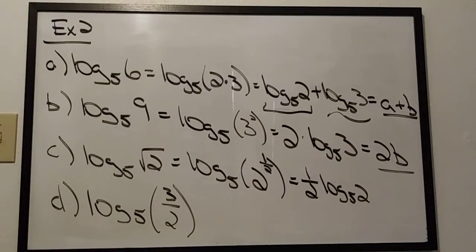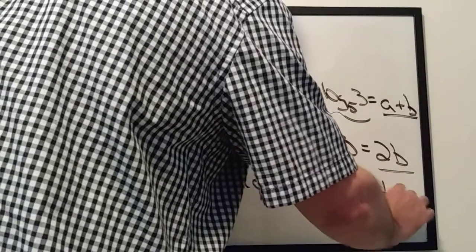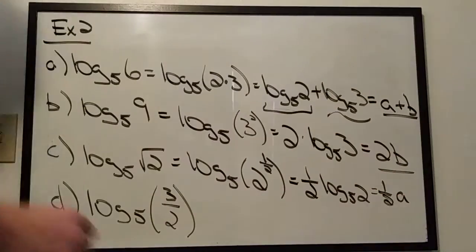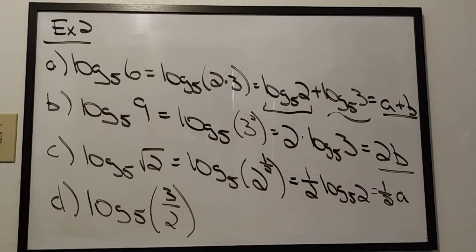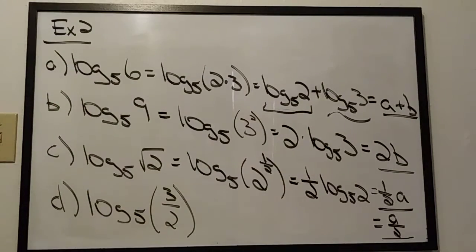But log base 5 of 2, once again, is A. So this is 1/2 A. Now there are lots of different ways you could write that. If you like it as 1/2 A, that's fine. If you would prefer to say that that's A divided by 2, that's fine too. So I'll go ahead and write this one, but also say if you want this to be A divided by 2 instead, that's a perfectly acceptable answer as well.